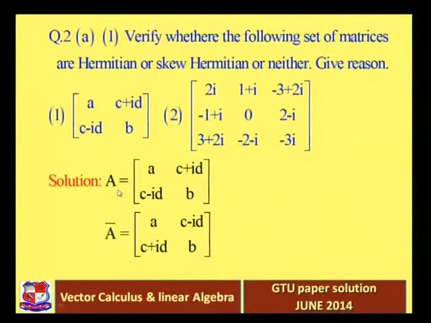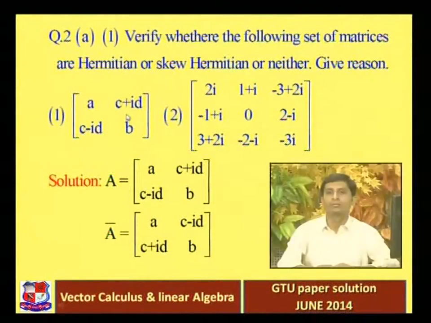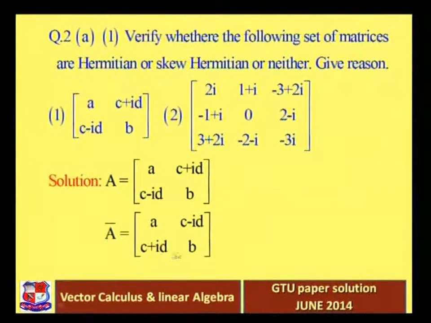Conjugate of A means that in the matrix we take the conjugate of all the complex numbers. So c plus id becomes c minus id, and c minus id becomes c plus id, you can see. So this is our matrix A, right? A bar, the conjugate of A, is c minus id, c plus id, b. Now the transpose of this matrix is definitely again A.